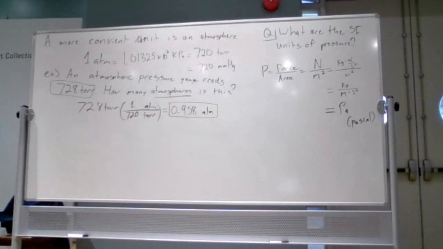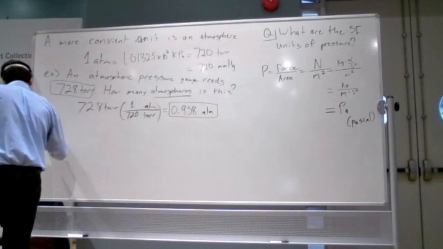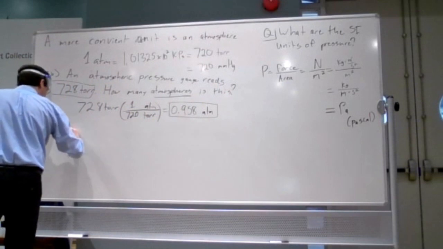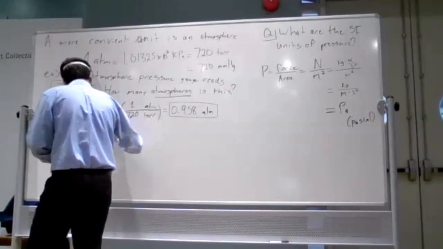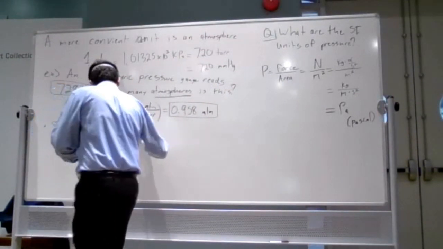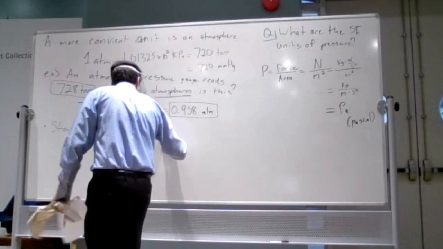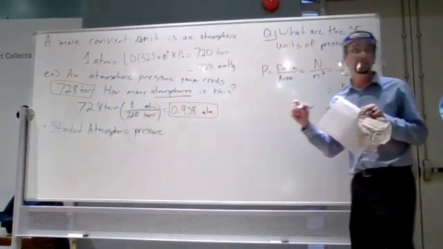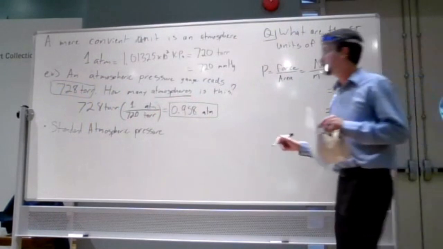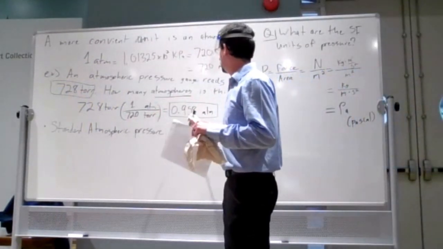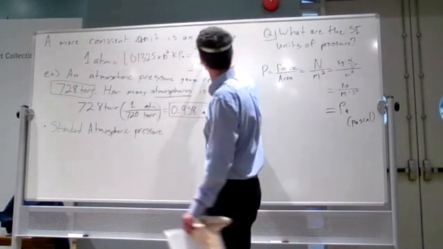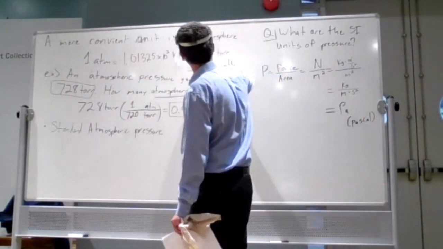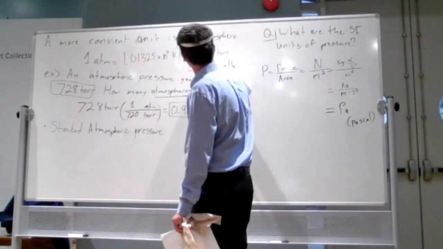Okay. So, you might see this a lot too. Standard atmospheric pressure. Anybody know what is considered standard atmospheric pressure? Yeah. We shouldn't have. You're right. Oh, I know why, because I'm a dope. Not 720. 760.